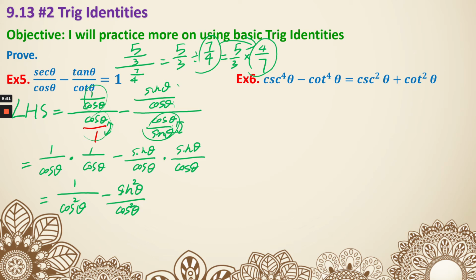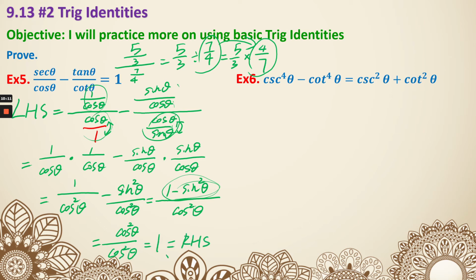Then you will notice they actually have the same denominator, so it's got to be that common denominator on the bottom. As for the top, 1 minus sine theta squared. That's going to become, again, 1 minus sine theta, you should notice that's going to be cosine theta squared over cosine theta squared, which is 1. That is the right-hand side, so we got it right. That's number 5. Next, number 6.